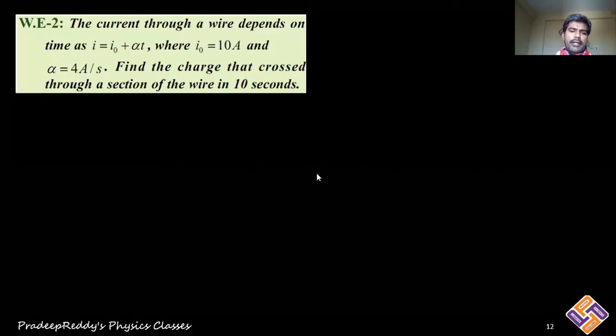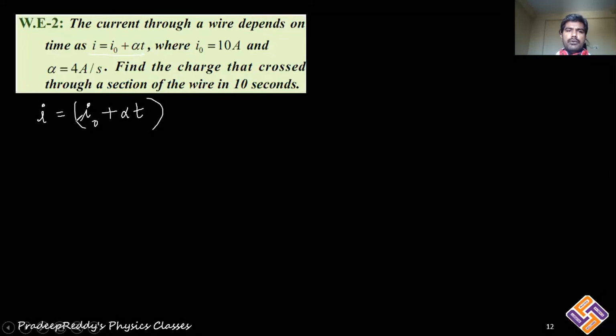The current through a wire depends on time as I is equal to I naught plus alpha t. I is variable with respect to time, and that is given to you. I naught is some constant value. If t is equal to 1 second, I is equal to I naught plus alpha. For t equal to 2 seconds, I naught plus 2 alpha, then I naught plus 3 alpha, and so on. As time increases, the current in the circuit goes on increasing.